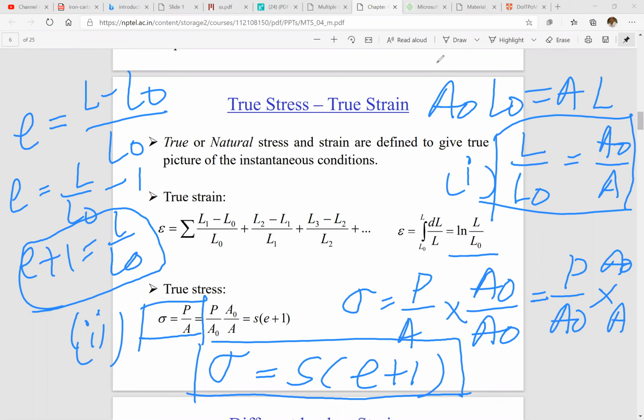Is it understandable? Yes, sir. Okay. This relationship is very important. The relationship between true stress and true strain with the engineering stress and strain.